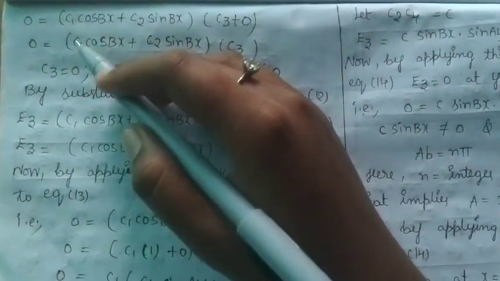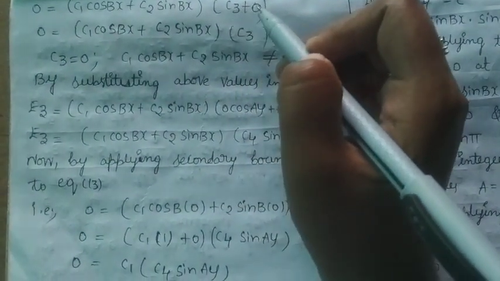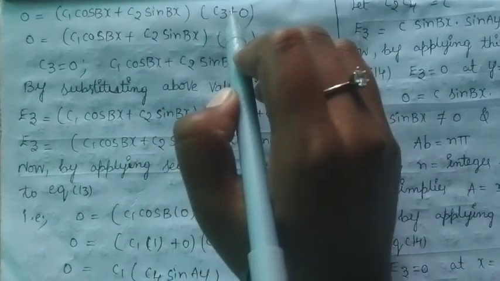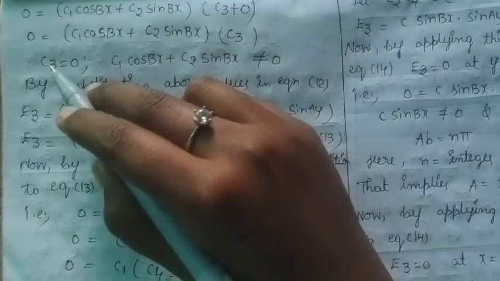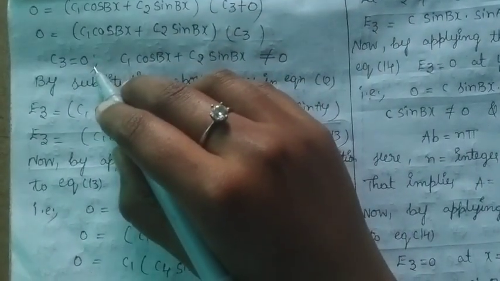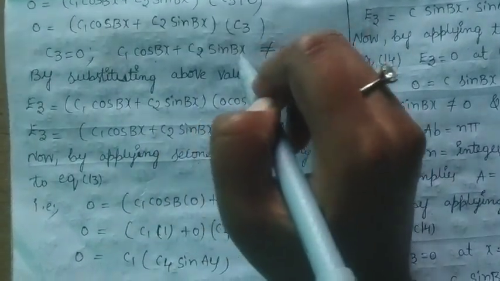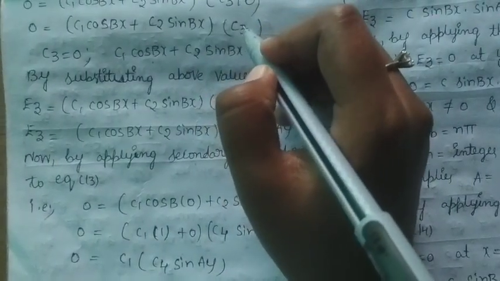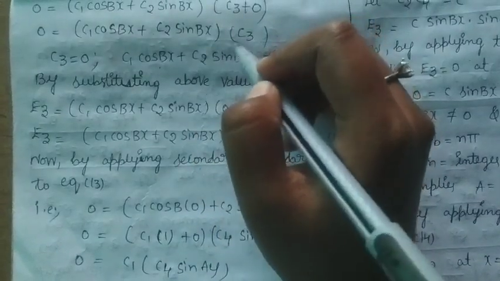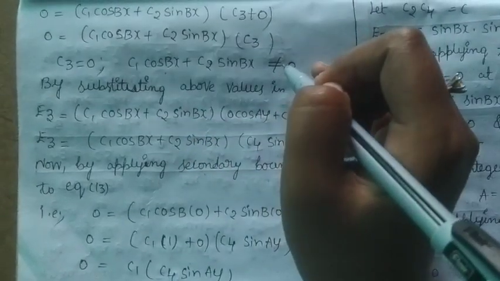After that, 0 is equal to (c1 cos bx plus c2 sin bx) into (c3 plus 0). Here c3 plus 0 is nothing but c3. So c3 is equal to 0. We assume that c3 is equal to 0, because the factor c1 cos bx plus c2 sin bx is not equal to 0. If that factor were 0, the whole expression would become trivially 0.